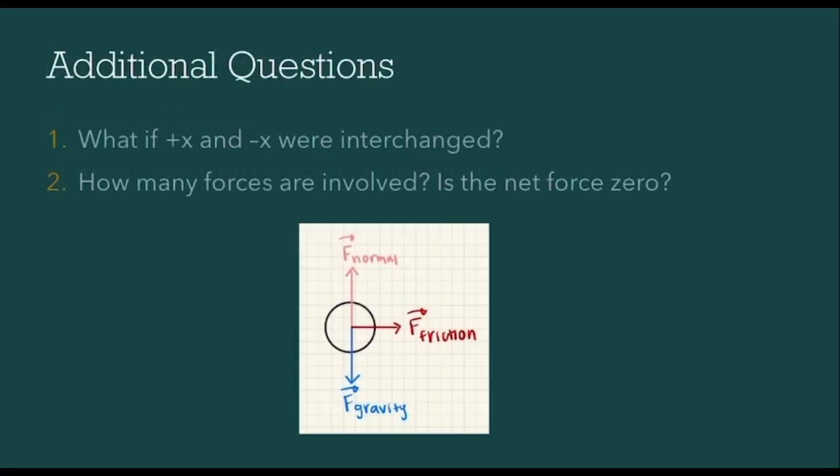Finally, for some additional questions, for question 1, if positive x and negative x were interchanged, the only thing that would happen here is that the slope would go from negative to positive. All the other physics and everything else calculated would be the exact same.